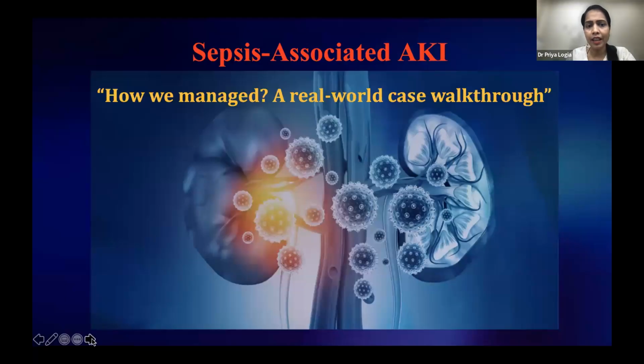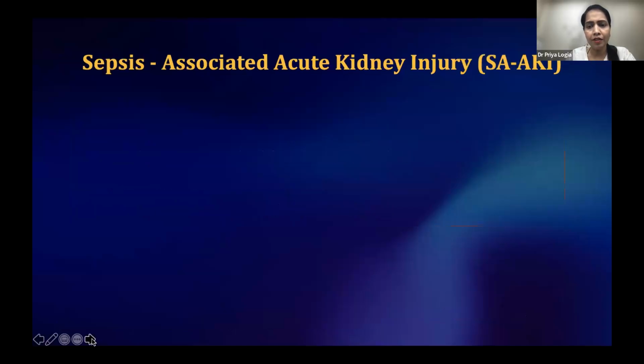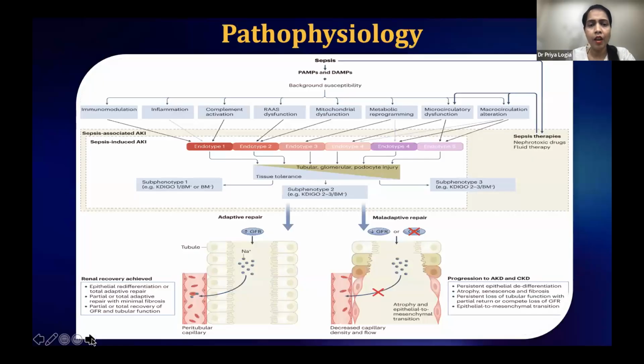Sepsis associated AKI, a case scenario, how we managed. Before going into the case scenario, SA-AKI is defined as acute kidney injury as per the KDIGO criteria in the context of sepsis, as per the Sepsis-3 criteria, within the time frame of 7 days from the diagnosis of sepsis. It carries a significant health burden, increasing the mortality, and the risk of chronic kidney disease increases by threefold. Understanding the pathophysiology is very, very important because this is a heterogeneous syndrome with multiple mechanisms.